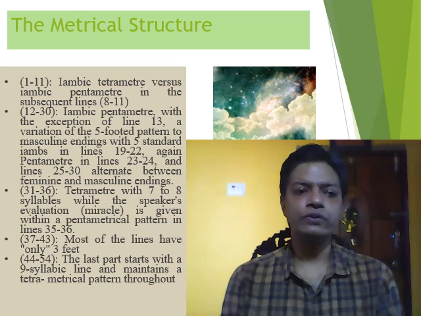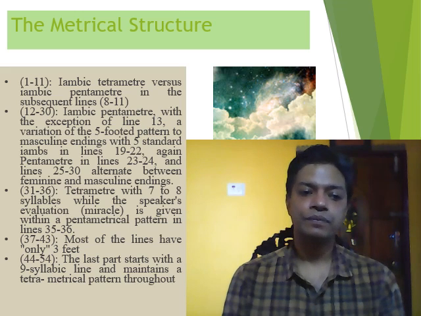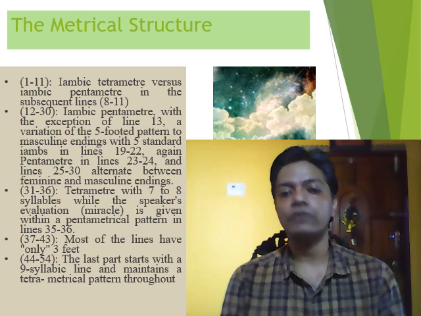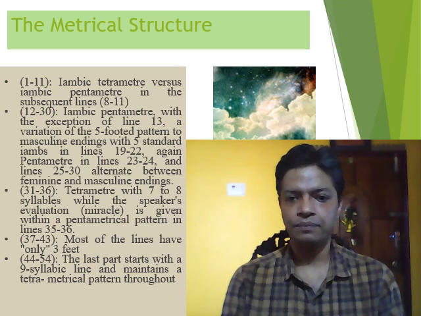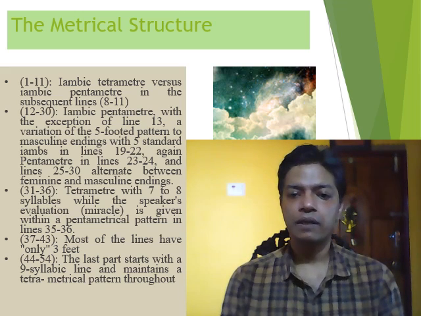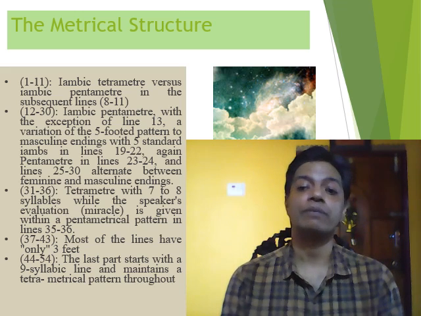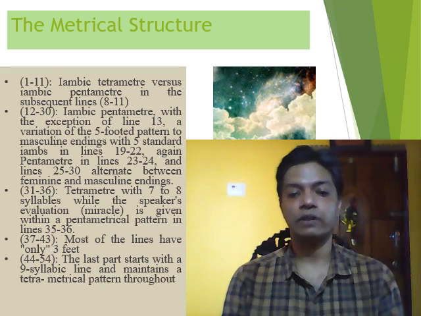In lines 12 to 30, we have the use of iambic pentameter with the exception of line 13, a variation of five-footed pattern to masculine endings with 5 standard iambs in lines 19 to 22. Again the use of pentameter in lines 23 and 24, and in lines 25 to 30 there is an alternation between the feminine and the masculine endings. In lines 31 to 36, we have the use of tetrameter with 7 to 8 syllables, while the speaker's evaluation of the miracle is given within a pentametrical pattern in lines 35 to 36.